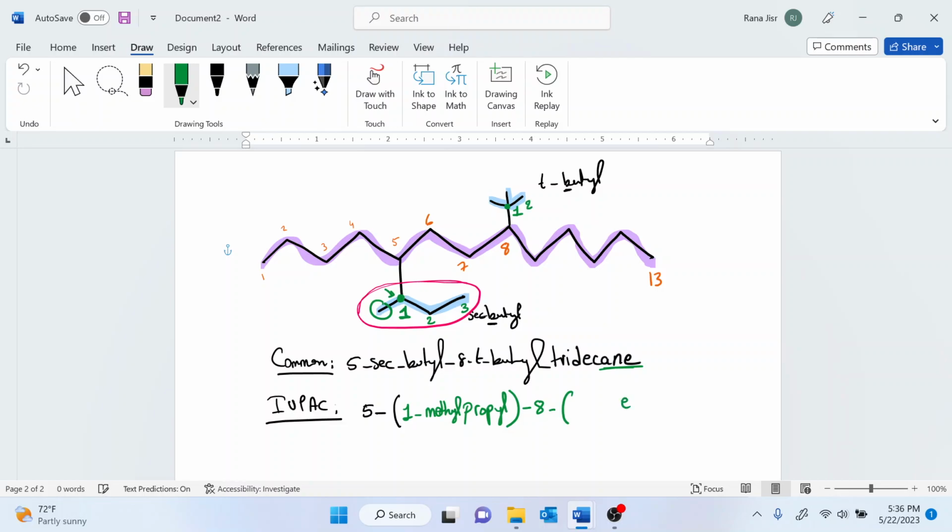So it's going to be an ethyl. And on carbon number 1, I have 2 CH3s here, so it's going to be dimethyl. It's going to be 1,1-dimethylethyl, close, and then it's going to be tridecane.